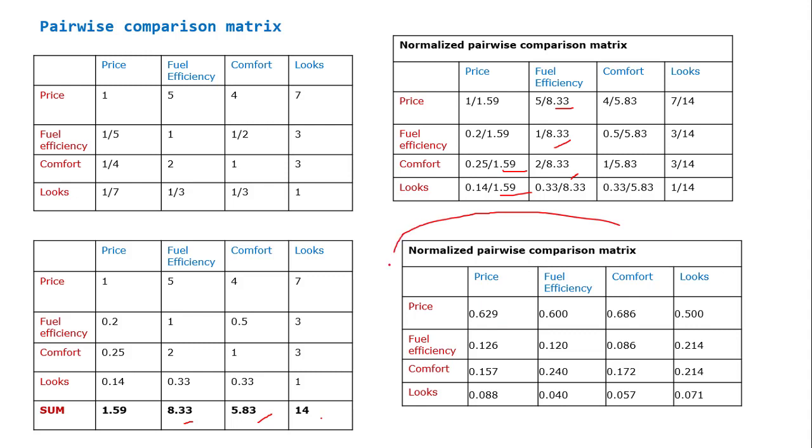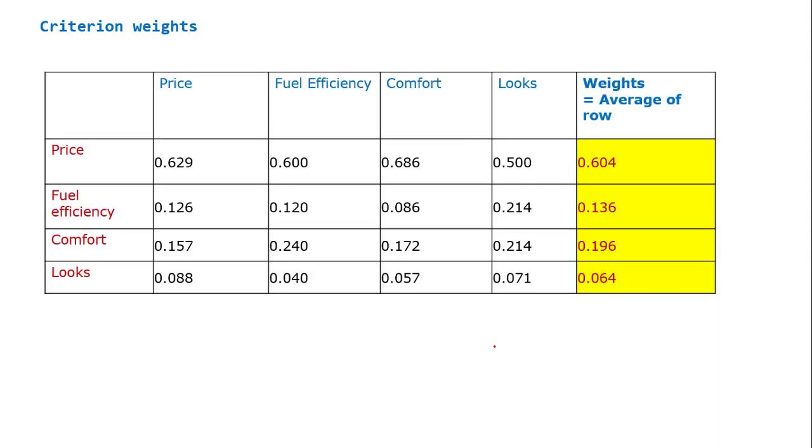Okay, this is known as the normalized pairwise comparison matrix. Next, once the normalized pairwise comparison matrix is obtained, these are all weights, but we need the average of each row. The average of each row is known as the weight. So take the average of this row, price.